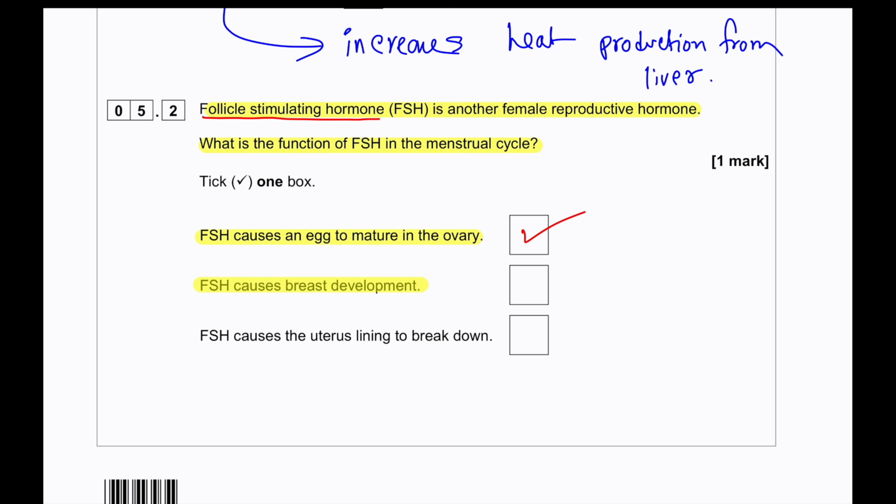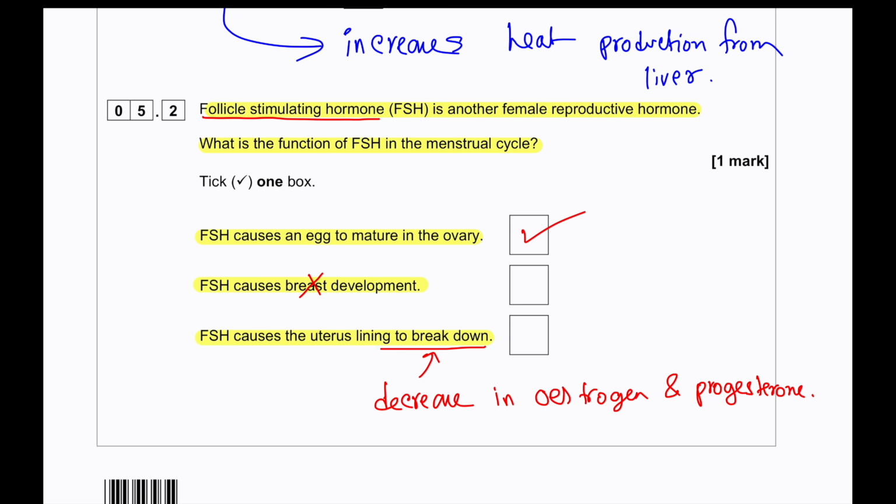FSH causes breast development. Breast development is triggered by estrogen. FSH causes the uterus lining to break down. Uterus lining breakdown is triggered by a decrease in estrogen and progesterone.